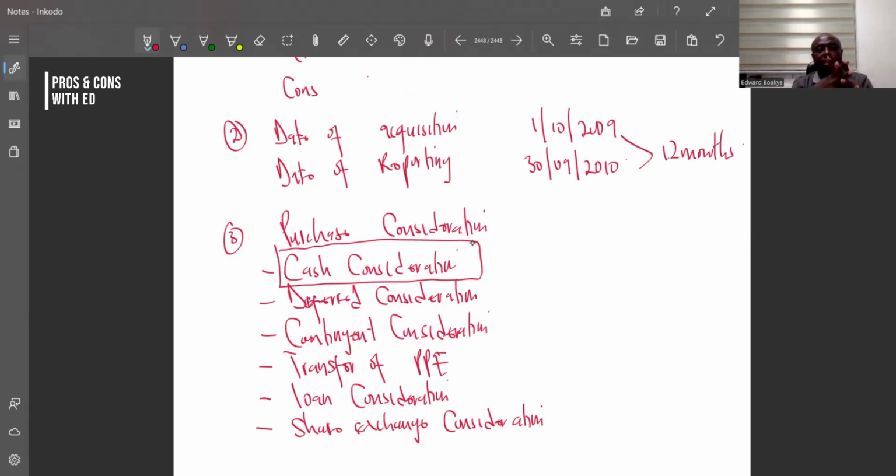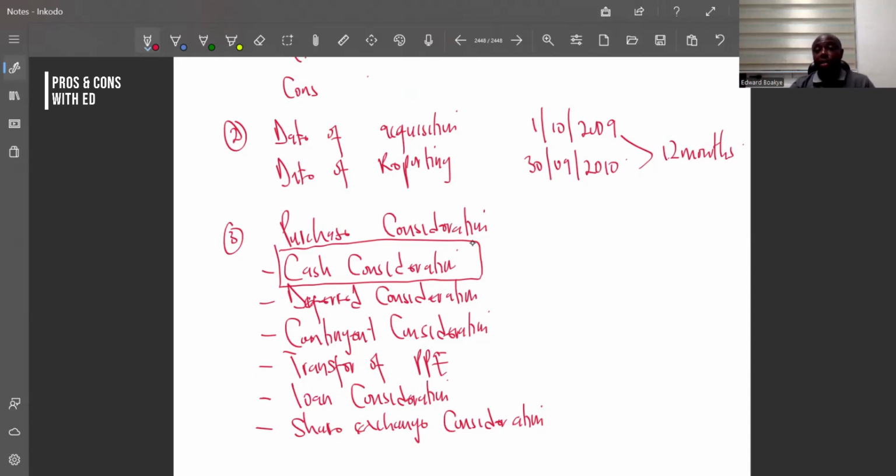So simply, that is contingent consideration. Now, when we talk about the transfer of PPE, it is about transferring an asset instead of me giving you cash, or deferring the consideration, or talking about contingent consideration. I want to rather give you an asset to cover how much I'm supposed to pay you.